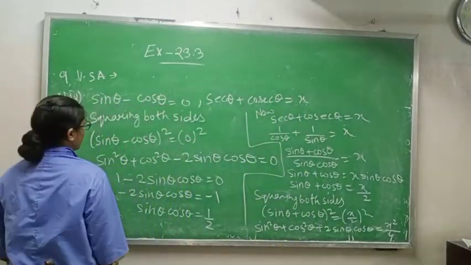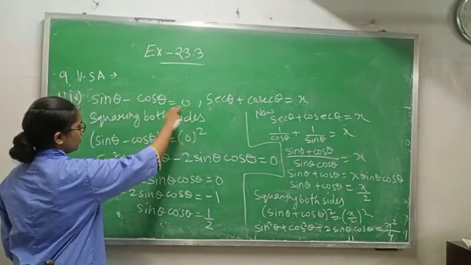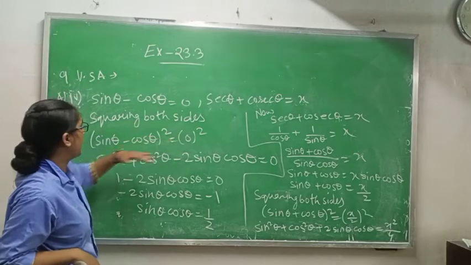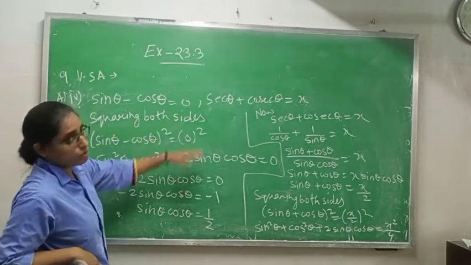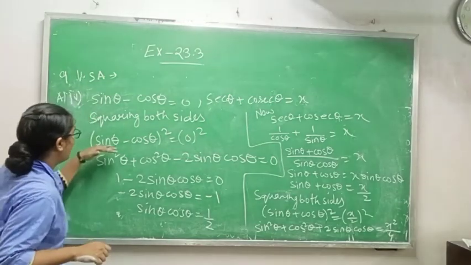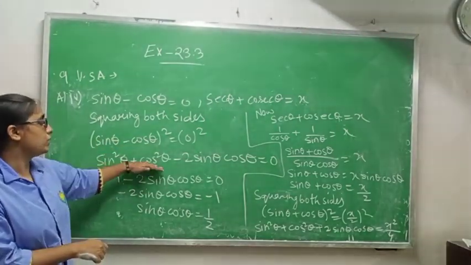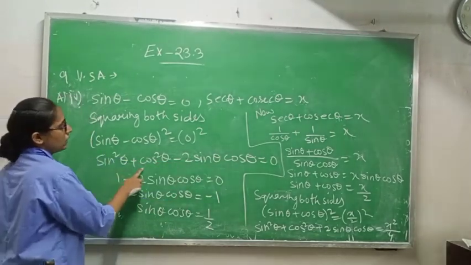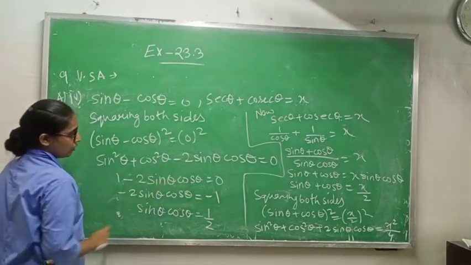They are asking the value of x. So first, I am taking sin theta minus cos theta equals 0 and I am squaring both sides. So I am writing (sin theta minus cos theta) whole square equals 0 square. 0 square will give you 0. Now the formula of (a minus b) whole square is a square plus b square minus 2ab, and you know that sin square theta plus cos square theta value is 1, minus 2 sin theta cos theta equals 0.